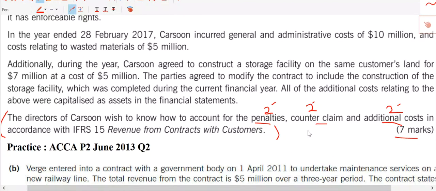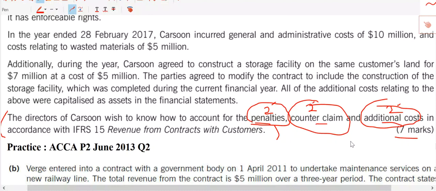If I look at the sub-requirement, they would like us to focus on penalty, counterclaim, and how to recognize the additional cost. So I may not have the room to discuss that revenue is to be recognized over time. That is not one of the matters that we need to discuss in the sub-requirement here. If you read, okay, we're going to construct a retail outlet on the customer land, and I write in my answer that revenue from the construction should be recognized over time, we may not get marks because that is not what is required at the moment.